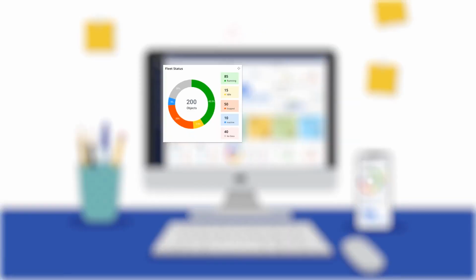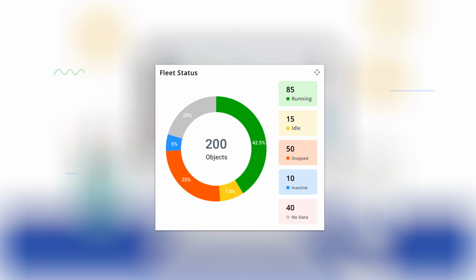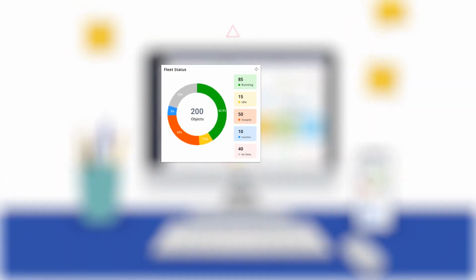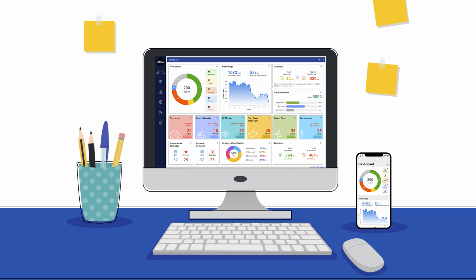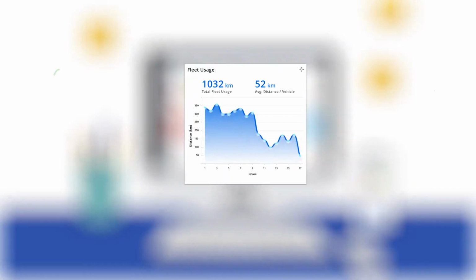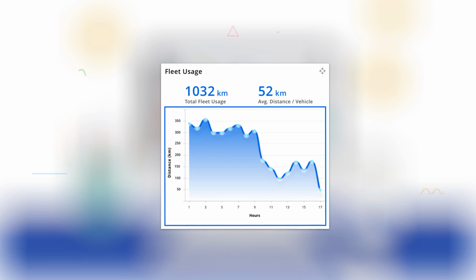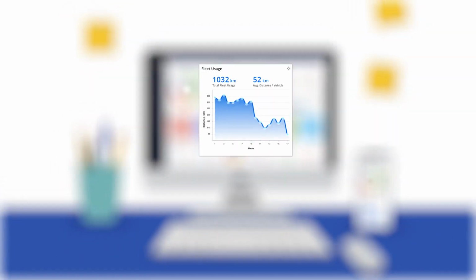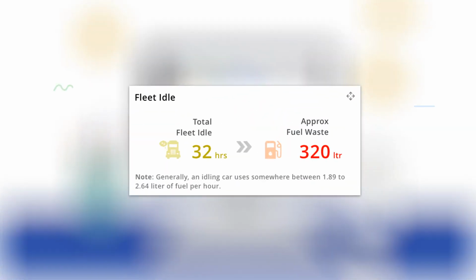At the top, you can see the fleet status widget, which displays details of running, idling, stopped, and inactive objects. Next to the fleet status, you will find the fleet usage widget. The chart view here will help you to understand the total usage of your fleet. Fleet idle will give you statistics about the fuel wasted during idling.